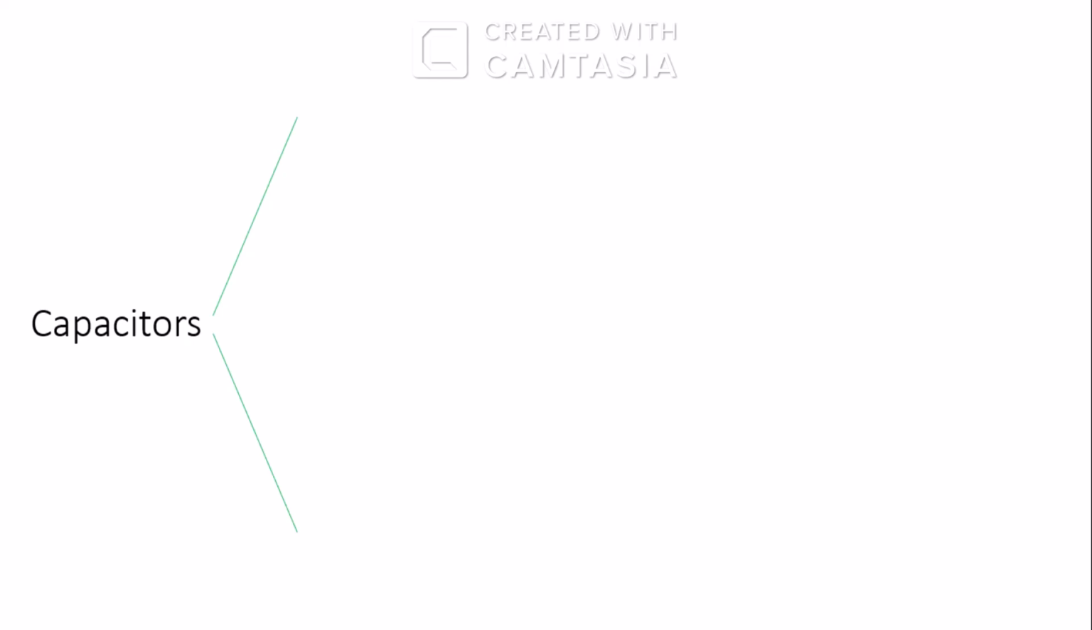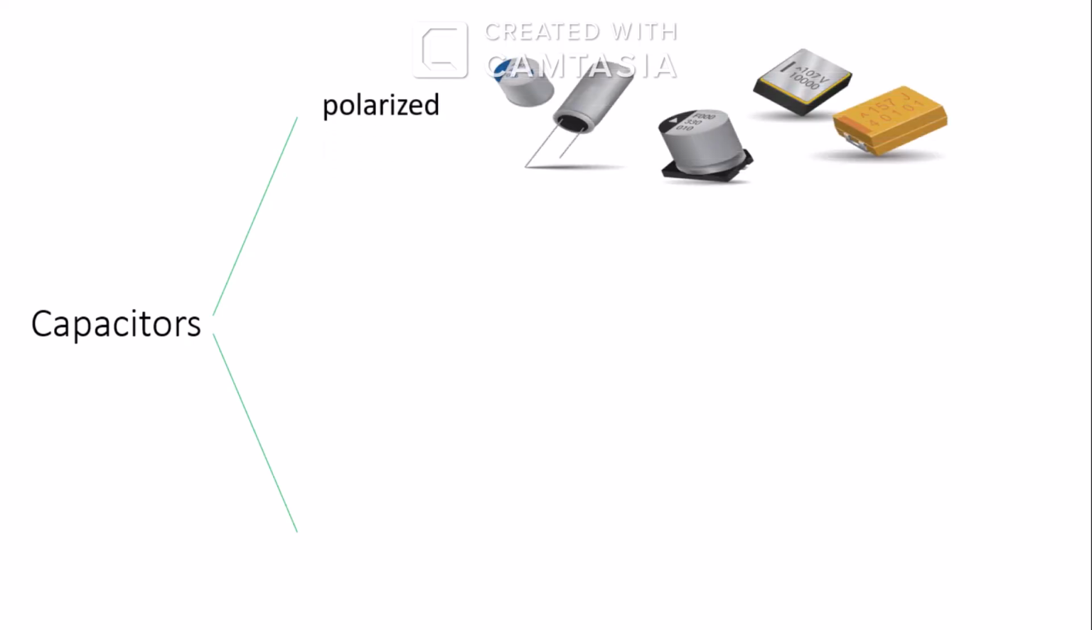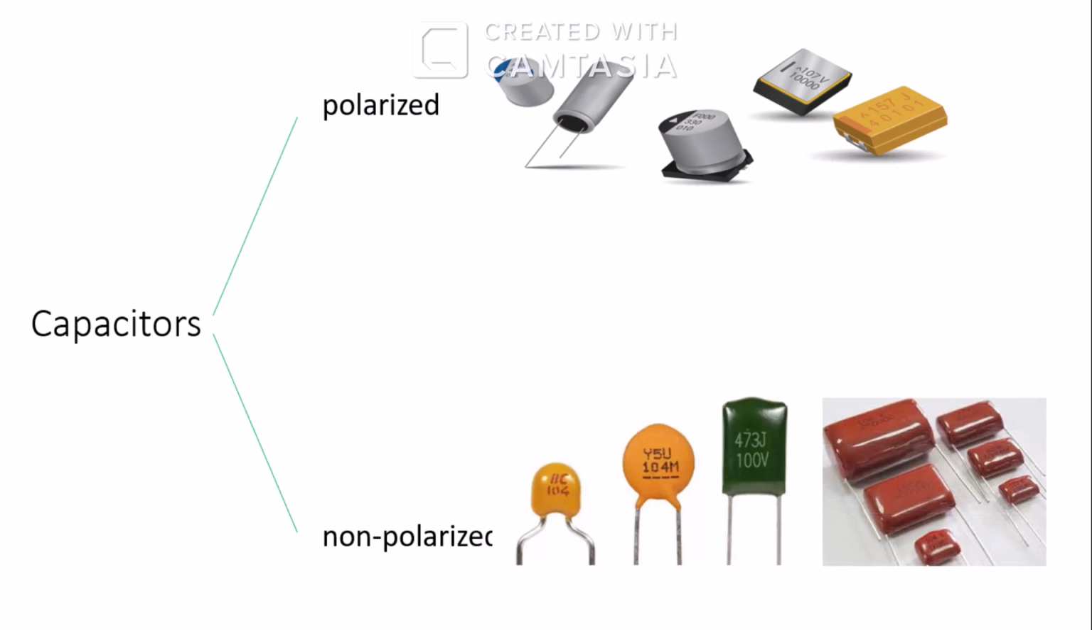First, polarized capacitors. These capacitors have positive and negative terminals. The positive charge builds up on the anode, and the negative charge on the cathode. This causes polarization in the dielectric material and aligns the electric charges accordingly. Second, non-polarized capacitors. These have a symmetrical structure, contain no electrolyte, and therefore have no polarity. They can be installed in either direction.